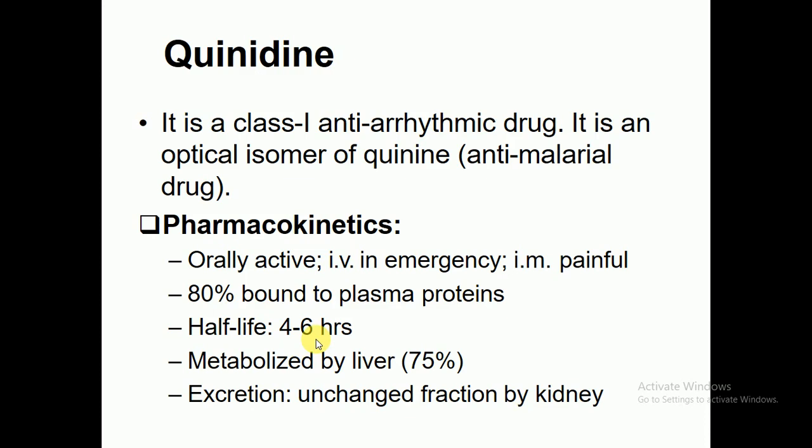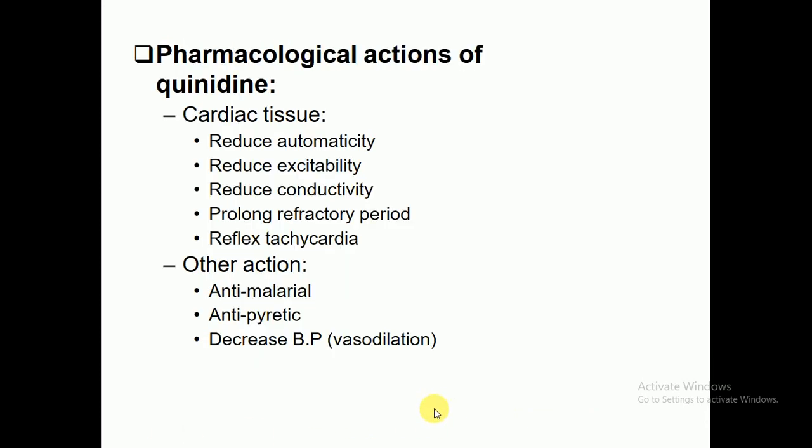It means that the time required for quinidine to reach 50%, half of its peak plasma concentration, is 4 to 6 hours. This drug is metabolized by the liver, about 75%, as we have already discussed that all drugs must be metabolized in the liver before reaching the systemic circulation. Its unchanged fraction is excreted by the kidney.